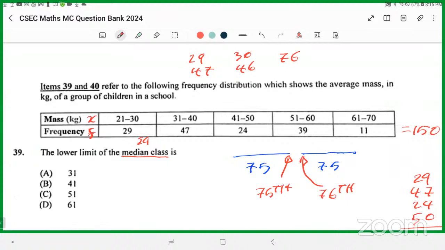Wow. So when you finish it, you reach 76. So it means that this is the median class. The 75th and the 76th is in this class. So this becomes the median class. All right. So this is the median class.